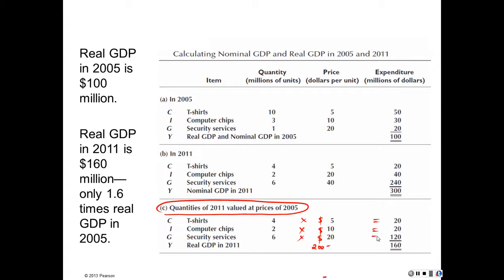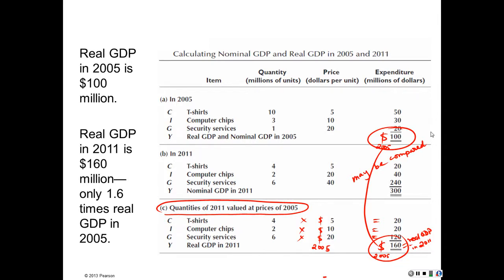And we arrive at 160 million 2005 dollars. Right? So what is this again? This is real GDP in 2011. Real GDP in 2011. And we can now compare the two. We can compare this with this, because this is also a 2005 dollar. So these two now may be compared.